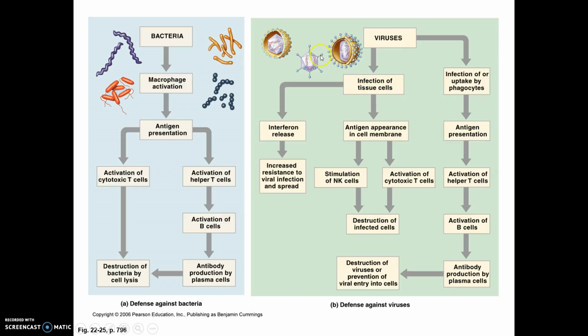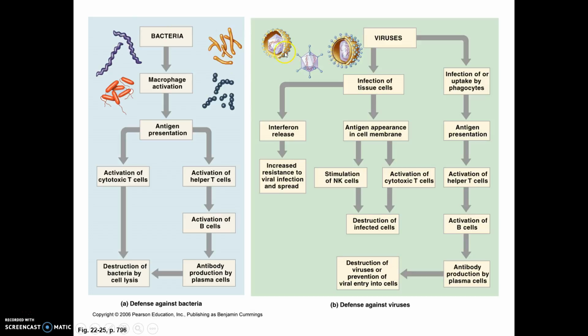And then they reproduce themselves, kill that cell, and spread and do the same thing to other cells until we stop them. Bacteria, on the other hand, tend to multiply out in our body fluids, even though there are some bacteria that can actually go into our cells. Tuberculosis is an example of a bacteria that goes into our cells, but other bacteria just stay outside.